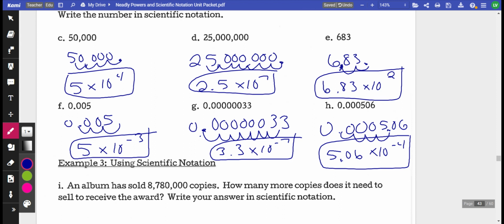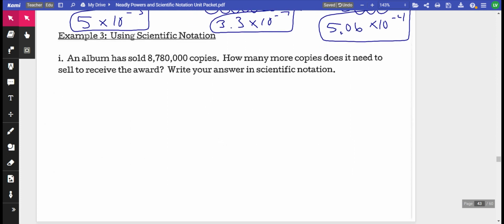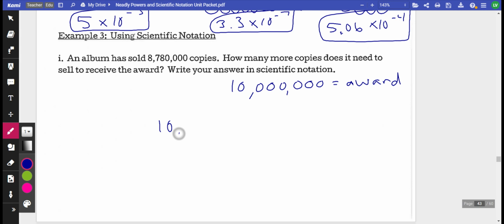So example 3, using scientific notation. An album has sold 8,780,000 copies. How many more copies does it need to sell to receive the award? Write your number in scientific notation. Well, in order to get the award, they have to sell 10 million copies. So what I'm going to do is take the number 10 million and subtract 8,780,000.